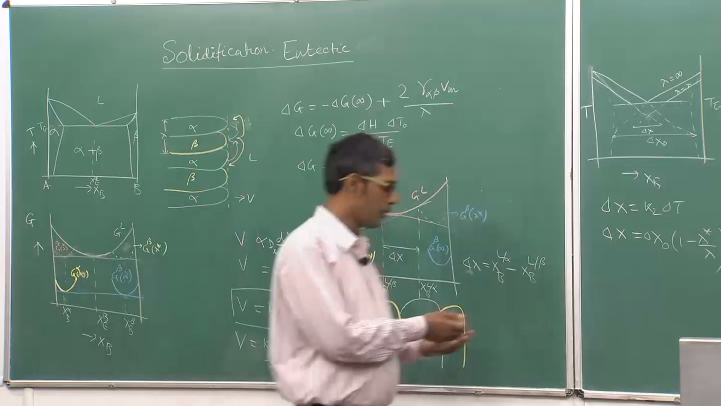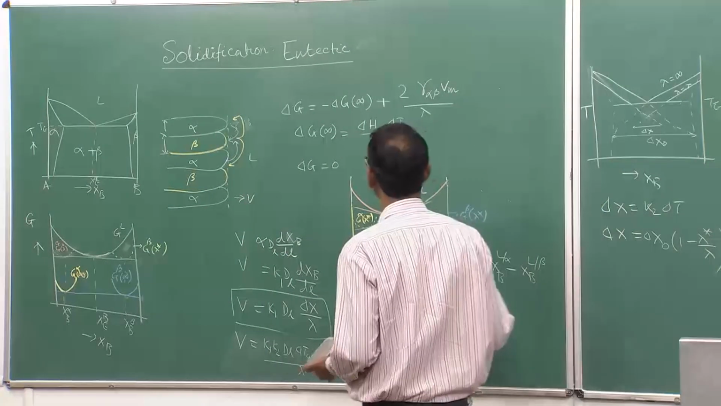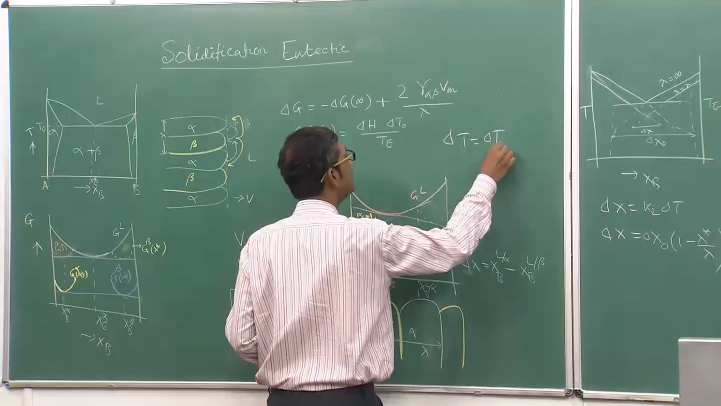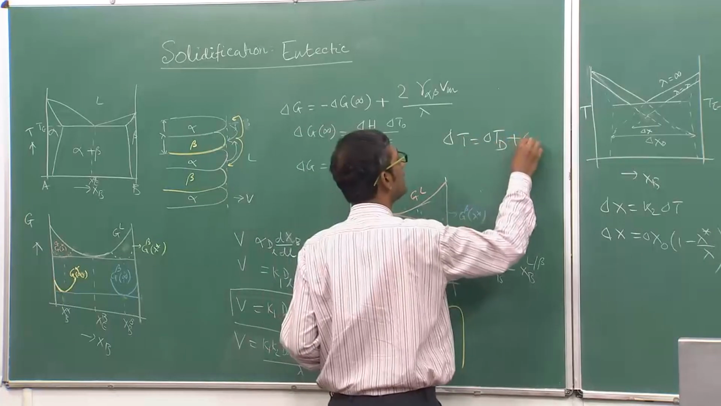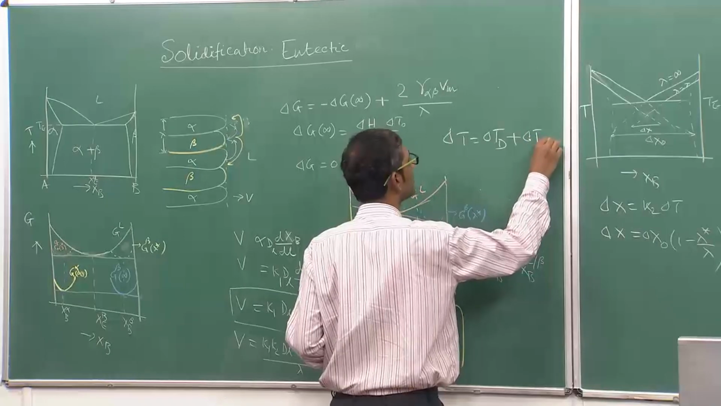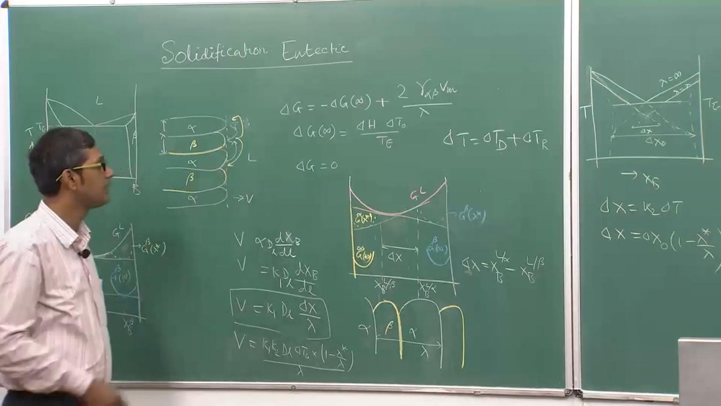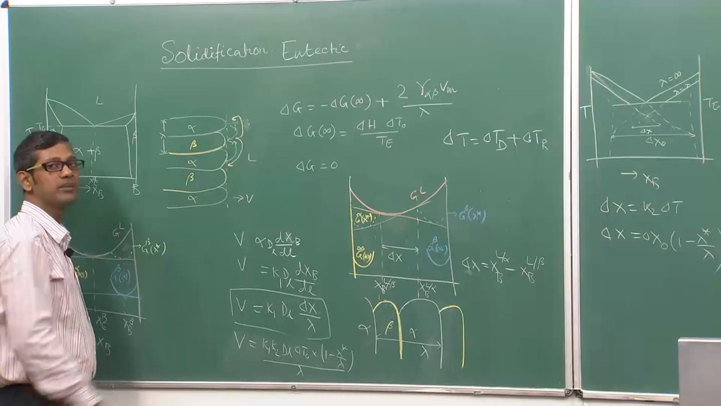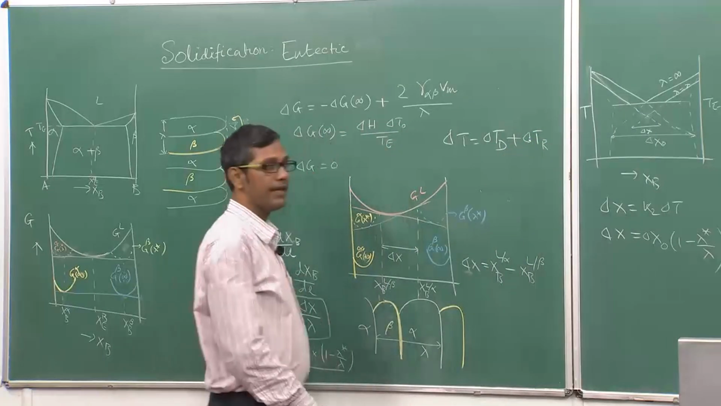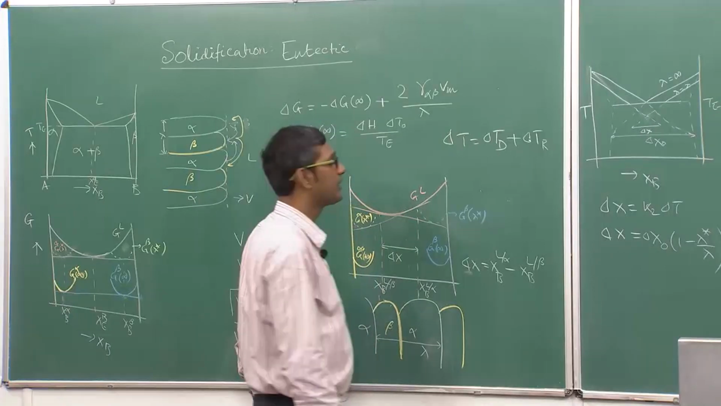As I told you, the major undercooling part is the delta T_D. Delta T has two parts: delta T_D, the diffusional part, and the curvature part, which is known as delta T_R. Why the curvature part? Because the interface is highly curved, and because of that curvature there must be undercooling related to it. These two are the major components of undercooling required for the interface to grow.